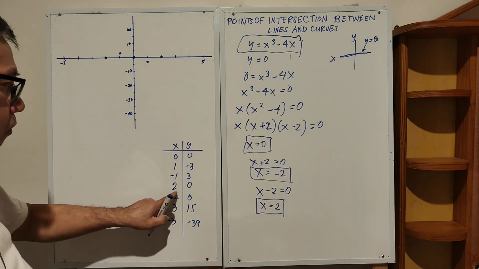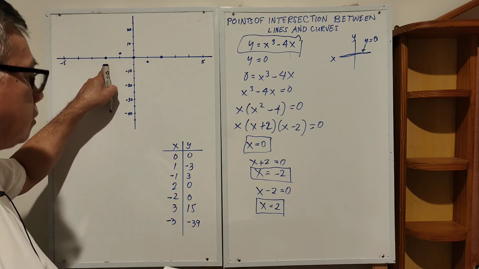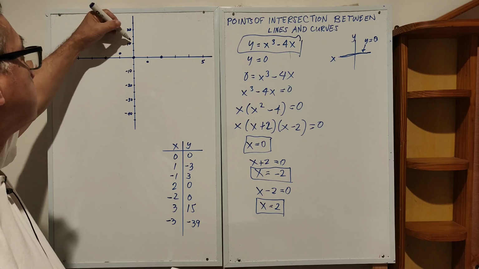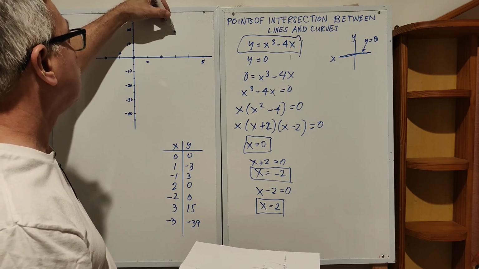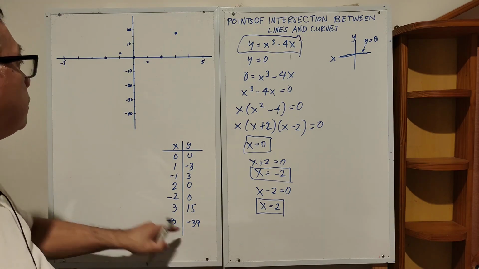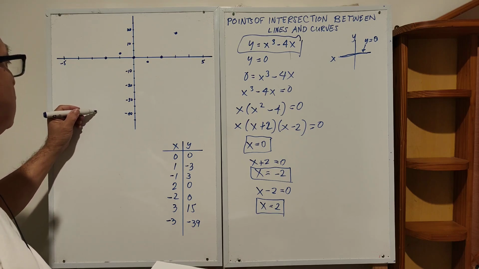And then negative 2 and 0, so this one. At 3, it's 15, so this is 15. Negative 3 is negative 39, so it's around this one.